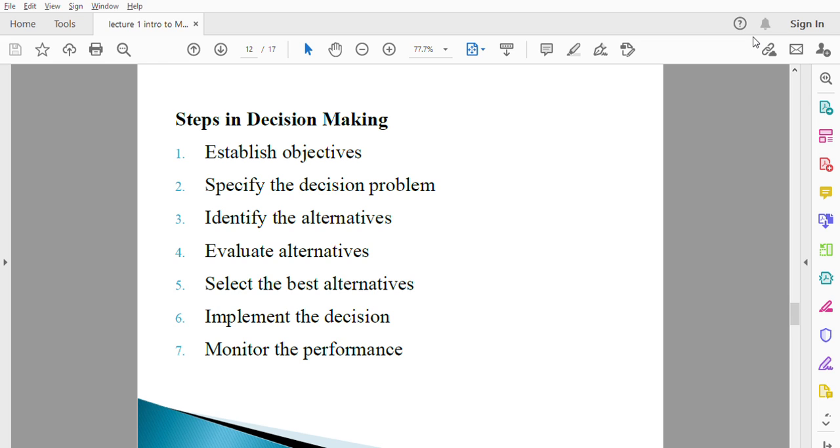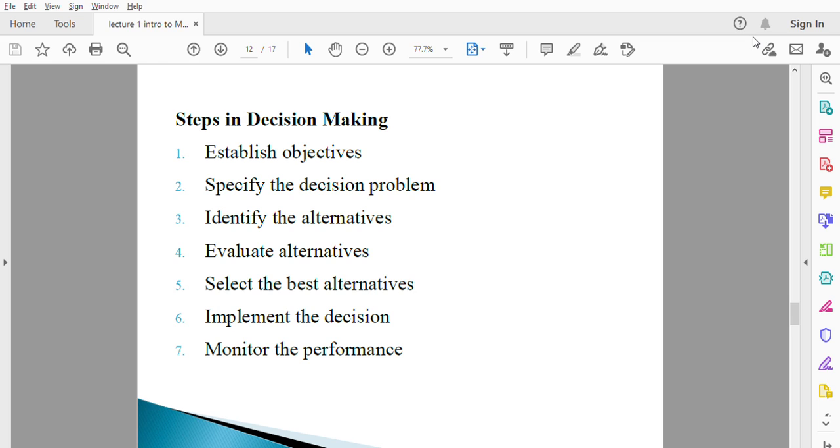What are the different approaches you can apply to achieve the objectives you have set? So you identify the alternatives. It could be 2, it could be 3 or more. Now the fourth is you have to evaluate the alternatives, checking which one is better than the other. Then select the best alternative. When you check which one is better than the other, you choose the best out of them.